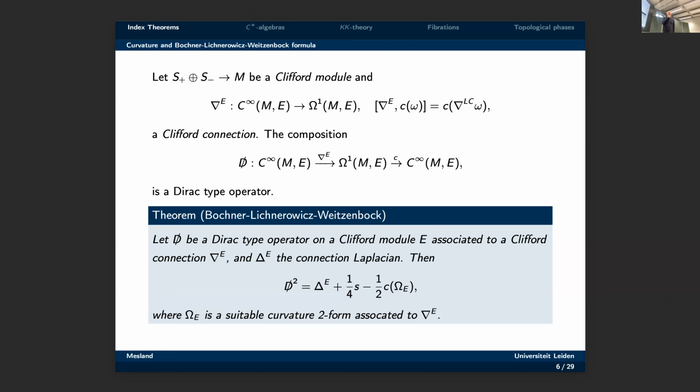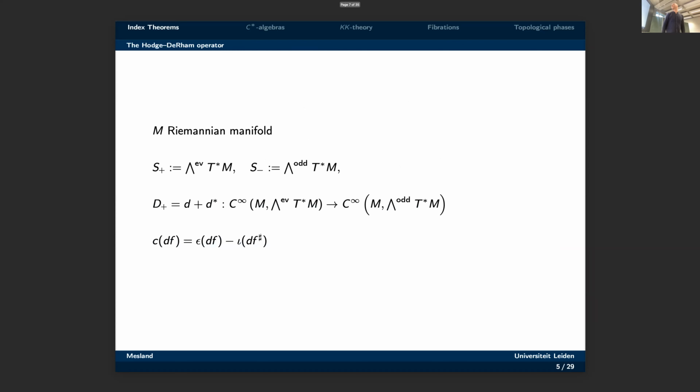Can you go back 1 slide? So C produces, given a 1 form, a section of your spinor bundle. No, an operator on the sections of the spinor bundle.